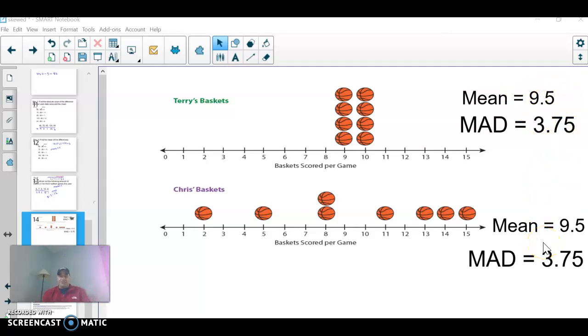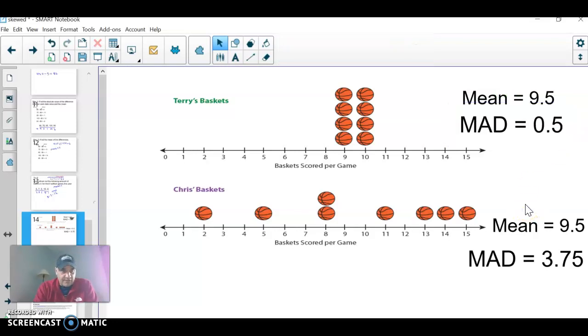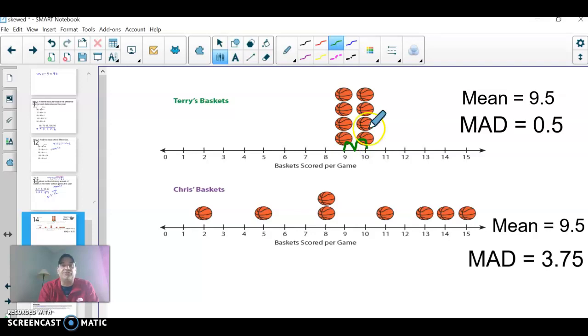However, even though they're averaging the same amount of points per game, right? Oops, that's not right, sorry. It should be 0.5. I already calculated that earlier. Terry's MAD is only 0.5. And Chris's MAD is 3.75. So if they're averaging 9.5 points per game, that means all of Terry's points are right here. He's very, very consistent, and all his baskets fall right here.